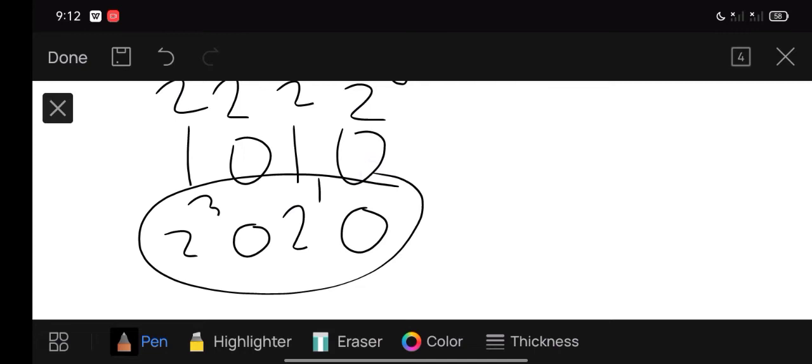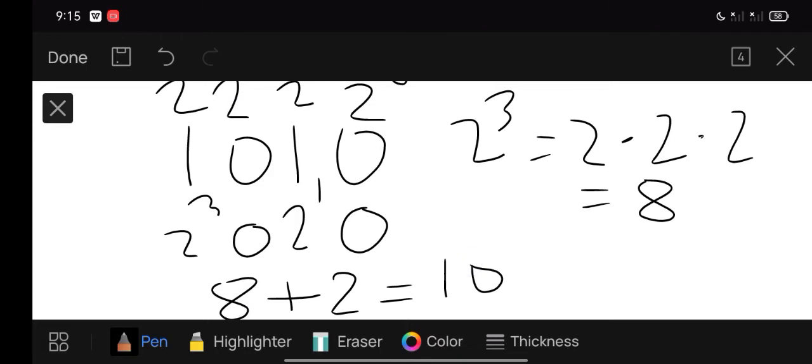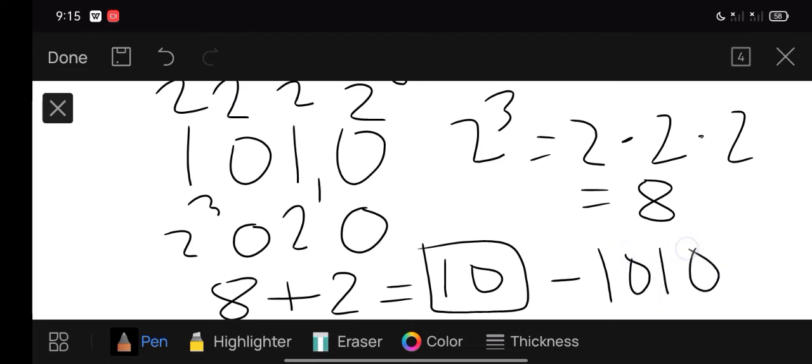Now let's add up these numbers. So what is 2 to the third power? 2 to the third power is 2 times 2 times 2, which is 8. 2 to the first power is simply 2. So we're gonna get 8 plus 2, and so the answer is 10. So the binary number 1010 has a value of 10.